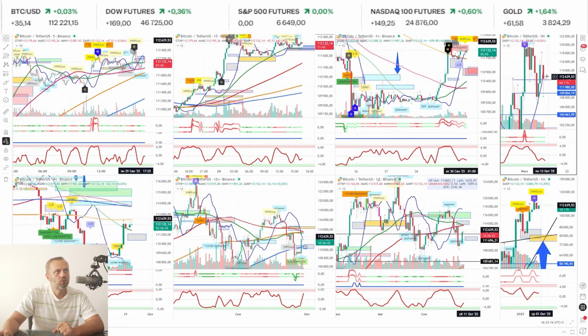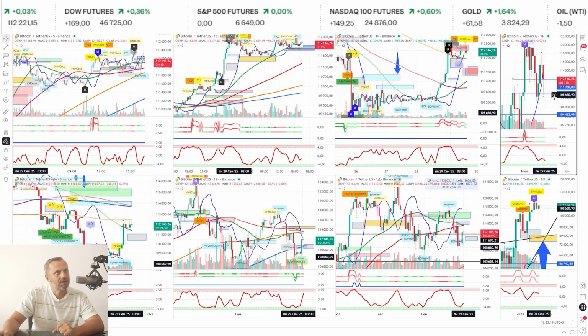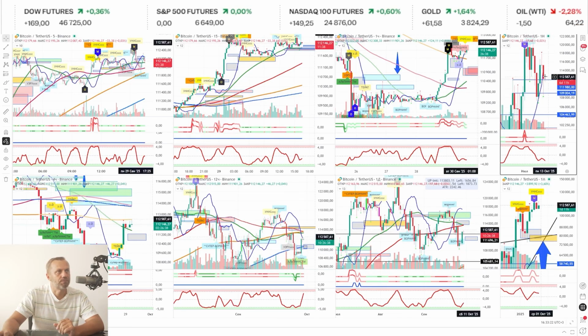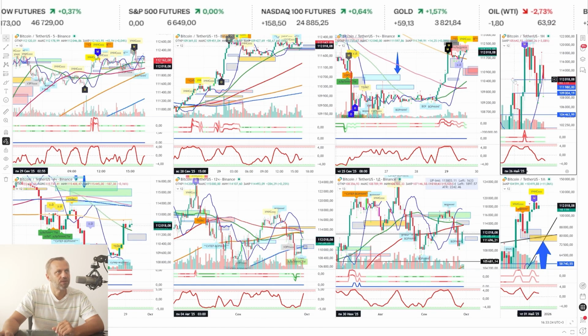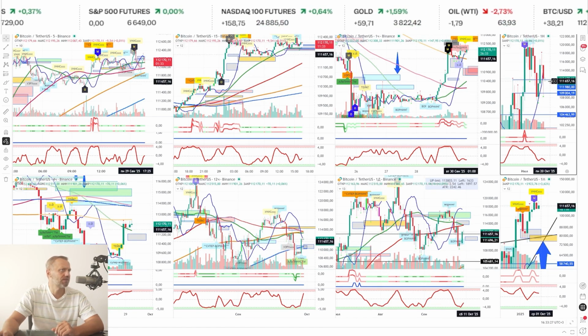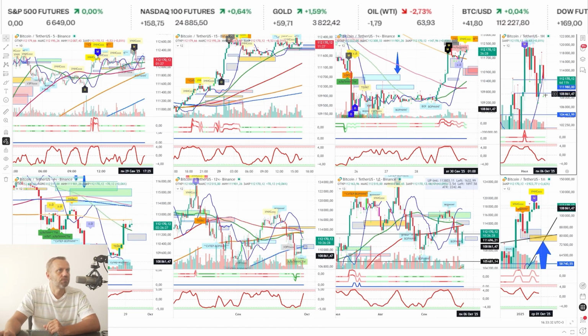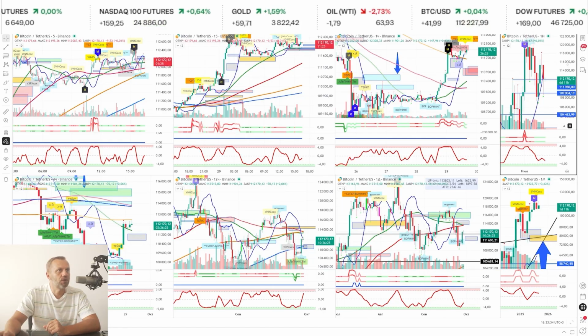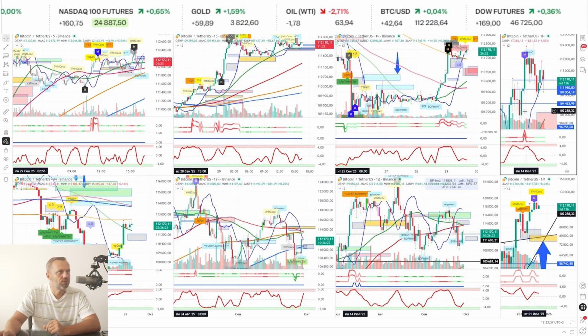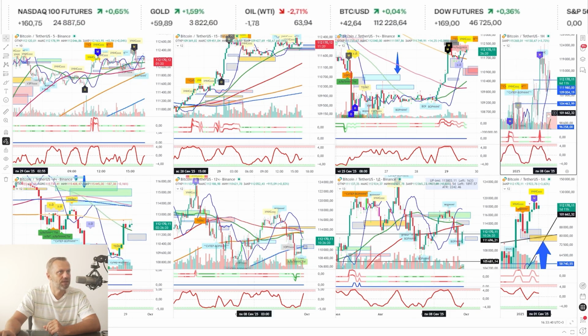So what did we do? Oh no, we also tested 109,000. I got a bit distracted, right? So we closed above this high, but it's not a significant level. The key level is this one, $109,404. Because if we close below it, then our target already shifts to the 104,000 level at the candle close.